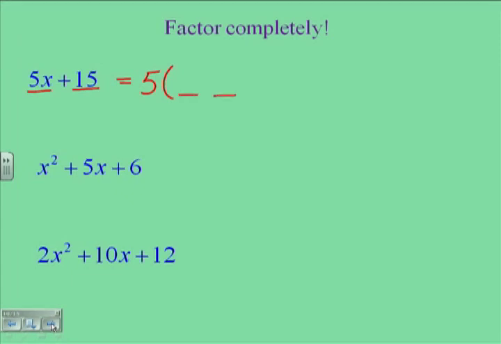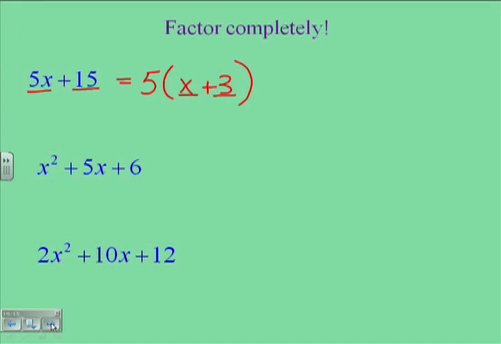Now inside of the parentheses, I have to put the leftover, so to speak. What would I multiply by 5 to get an answer of 5x? That would be an x. What would I multiply by 5 to get a plus 15? Plus 3. And there we go. I have factored it.